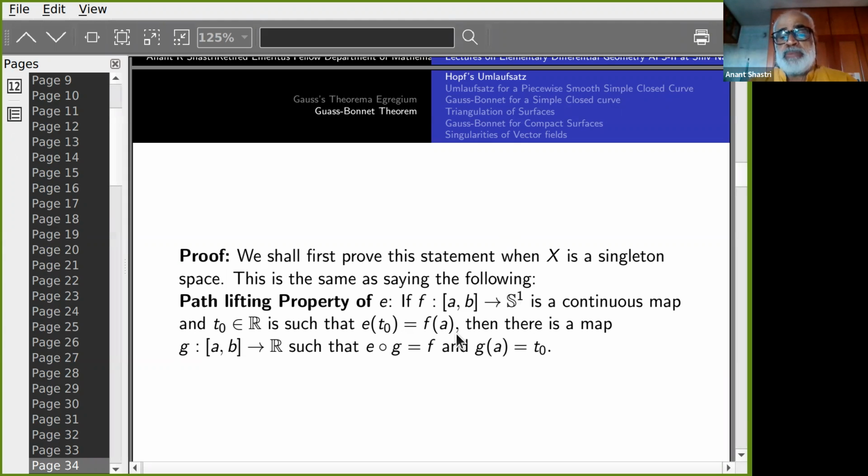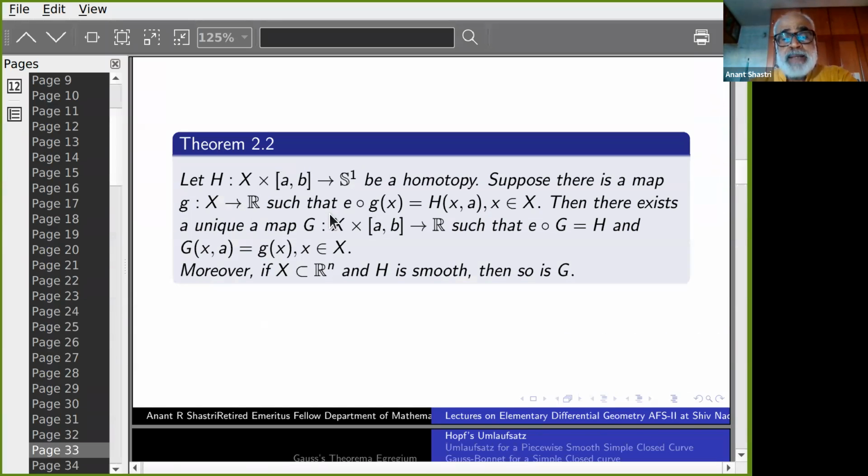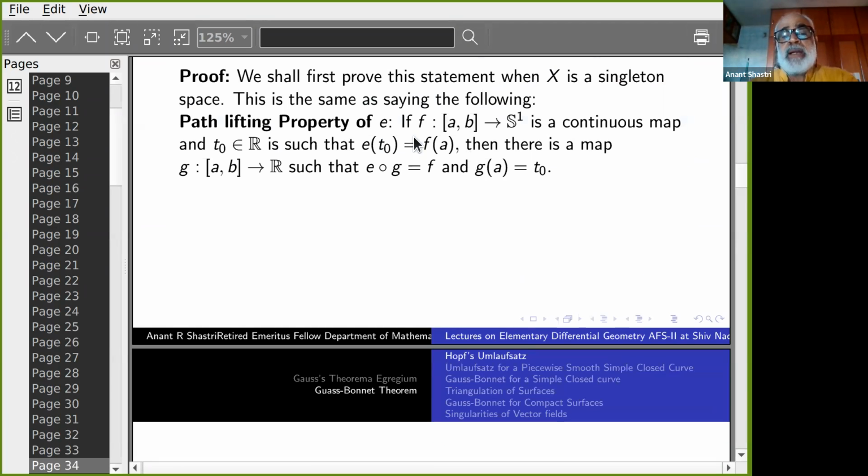Suppose you have done this much, then there exists a map G from AB to R such that E composite G equals F, and G of the starting point is T naught. This is precisely the statement of this theorem when X is equal to a single point. I have rewritten it in a different language with different notation, that's all. So let us prove this property.